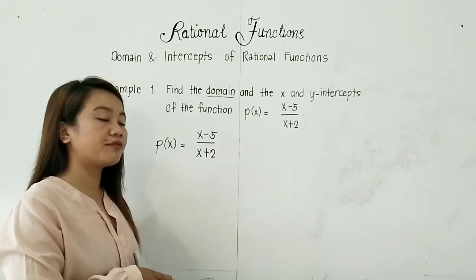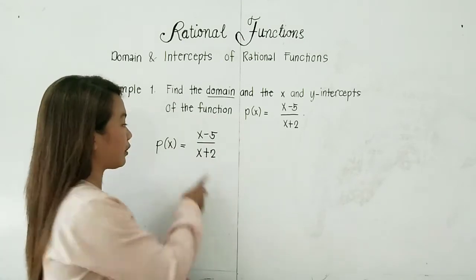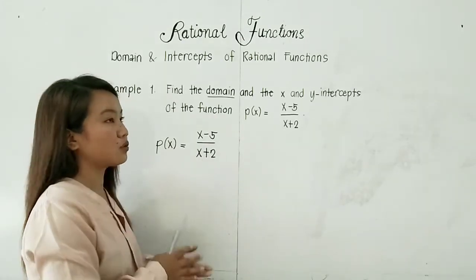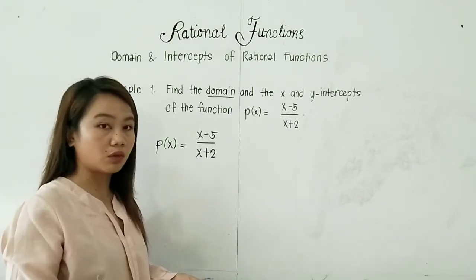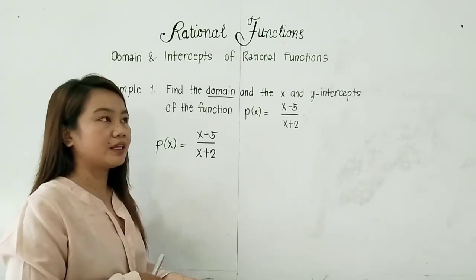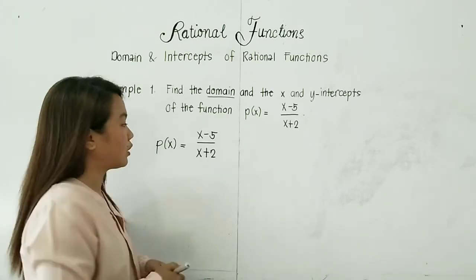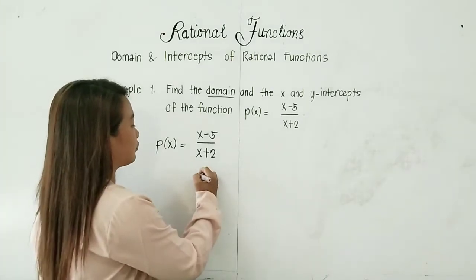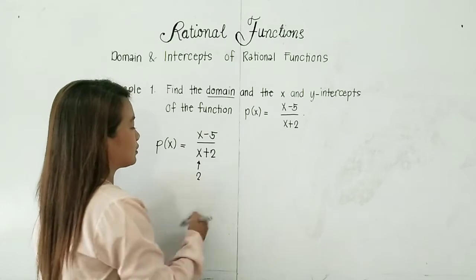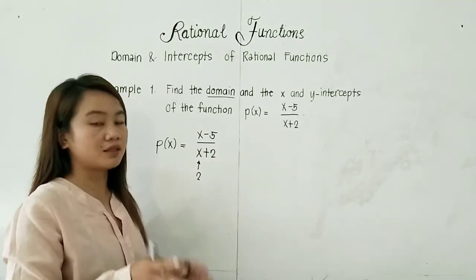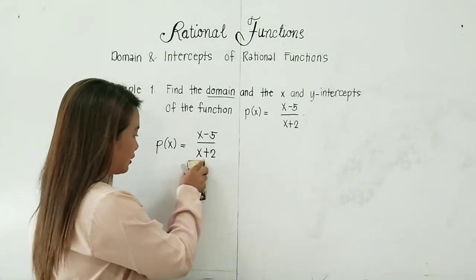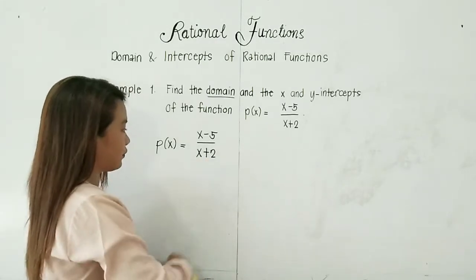So first we will find a number that will make this one 0. So x plus 2, what do you think is the number that will make x plus 2 0? Okay, so let's try. Let's have positive 2. If we substitute positive 2 here in x, that will be 2 plus 2, so 4. So that is not 0. So 2 is not the restriction in the domain.